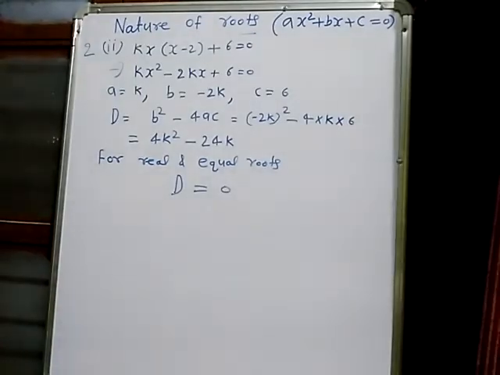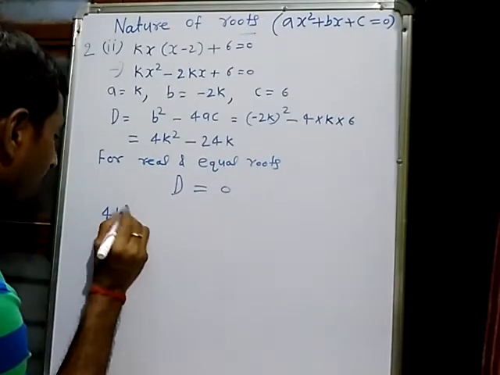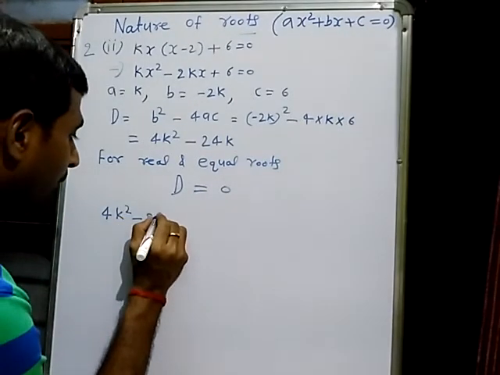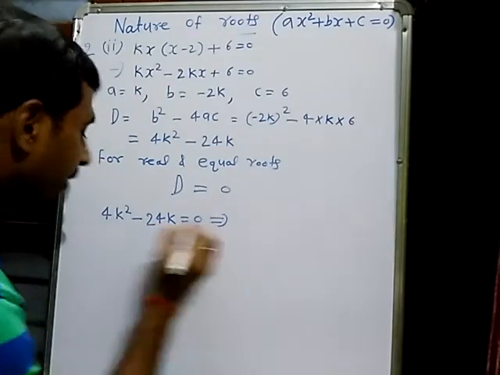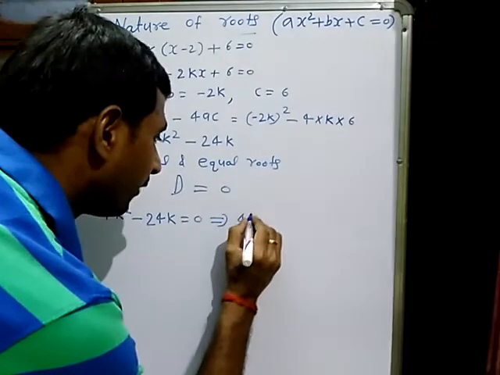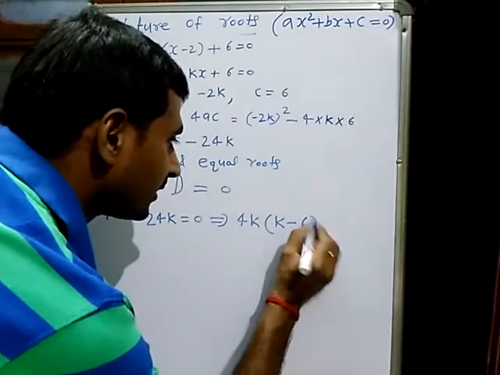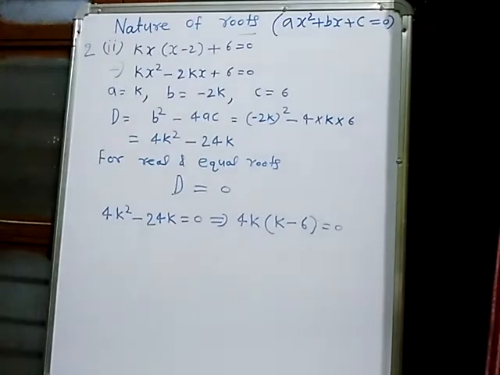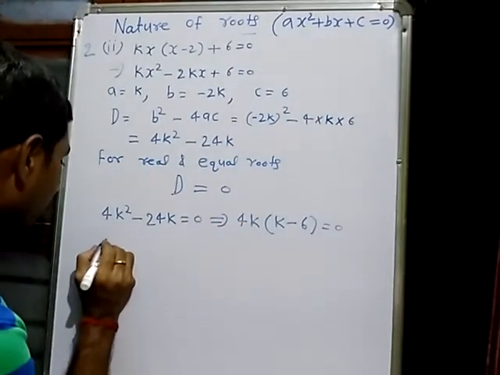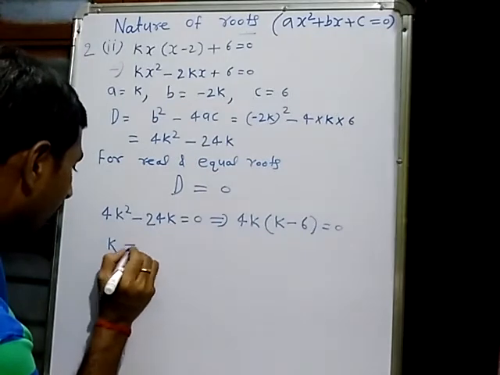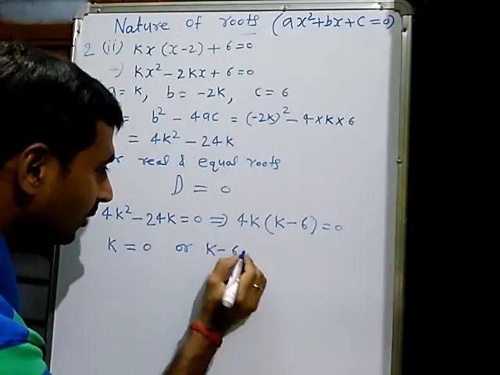And if we put D equal to 0, we got 4k square minus 24k is equal to 0. In this, what can be common? I can take 4k common. What is remaining? k minus 6 is equal to 0. So what are the possibilities? What may be possible? k is either 0 or k minus 6 is 0, or both.